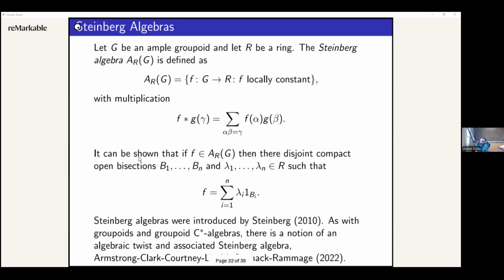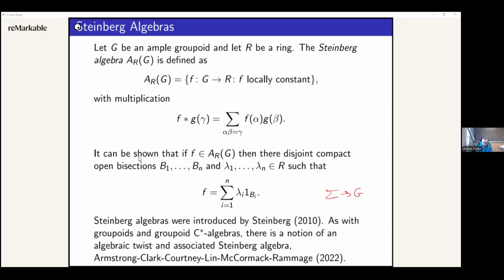Just a bit of history. Steinberg algebras were introduced originally by Ben Steinberg, and run with in a paper by Clark, Farthing, Sims, and Tomforde. They are the ones who named them Steinberg algebras after this work by Ben Steinberg. As with C-star algebras, there is a notion of a twist of a groupoid, an algebraic twist rather than a topological twist, and you can define Steinberg algebras in that setting.